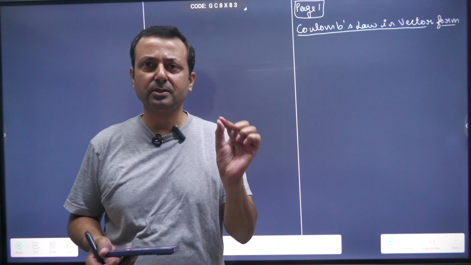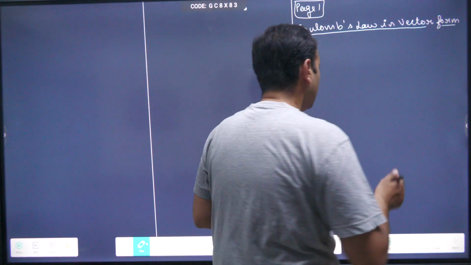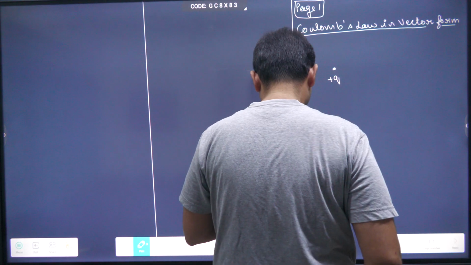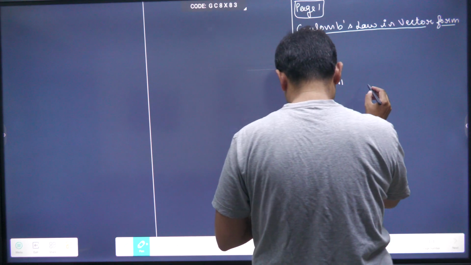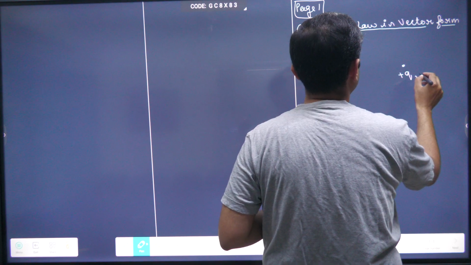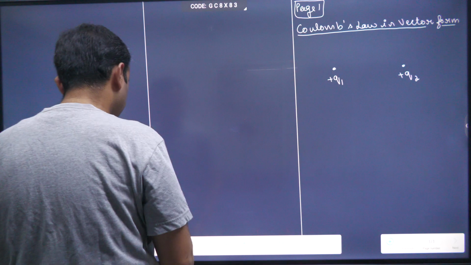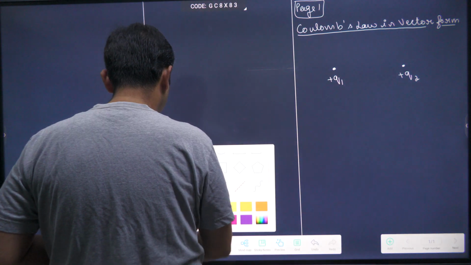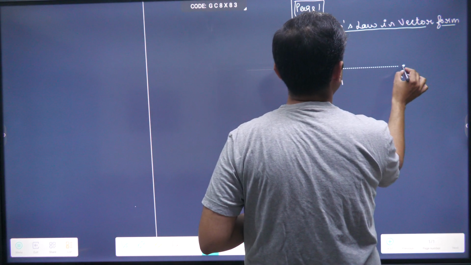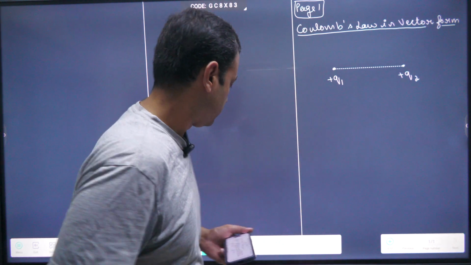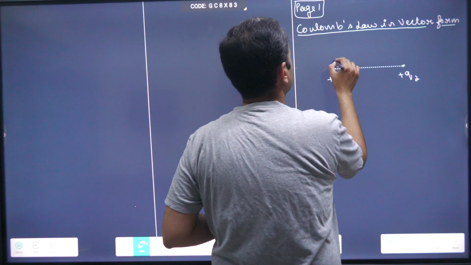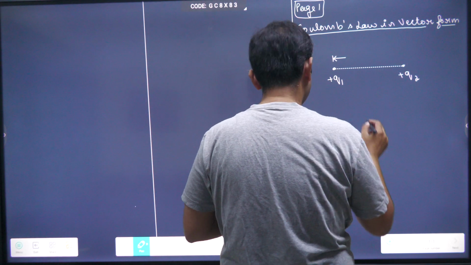Point charges means the size is just like a point. So there is the first charge, plus Q1, positive Q1, and the second charge is plus Q2, also a positive charge, with magnitude Q2. If we join Q1 and Q2 by a dotted line like this, the distance between Q1 and Q2 is small r.